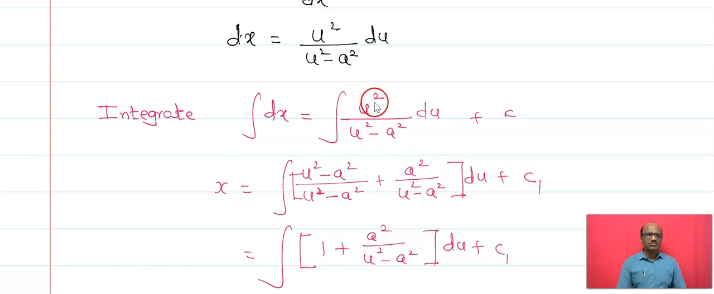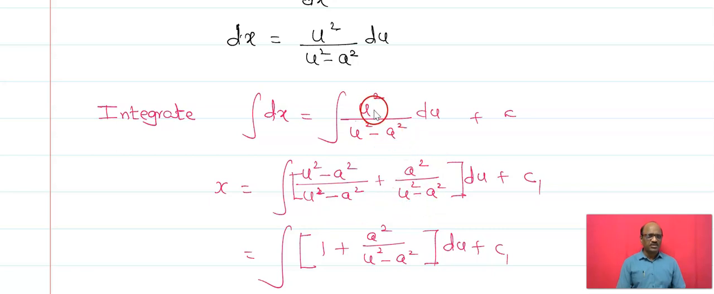Now here is u square upon u square minus a square. Add minus a square and plus a square and separate the variables. Therefore integral of dx is x, and the integral of, again we will separate it, u square minus a square plus a square, split it up. Then you will get integral of u square minus a square upon u square minus a square plus a square upon u square minus a square.